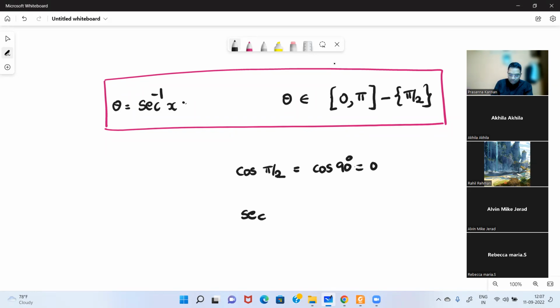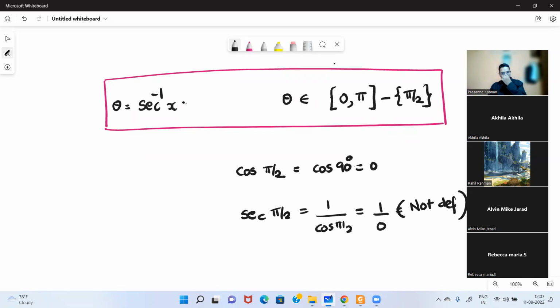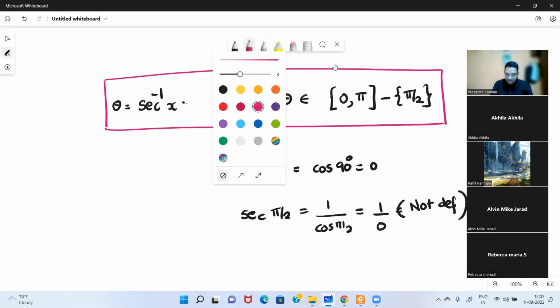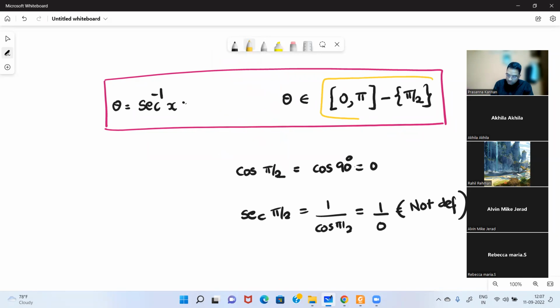Therefore, secant pi by 2 will be 1 by cos pi by 2, that means 1 by 0. So that's not defined or infinity. Is it clear? Yes, sir. Therefore, the right way of writing it is 0 to pi minus pi by 2. All right.